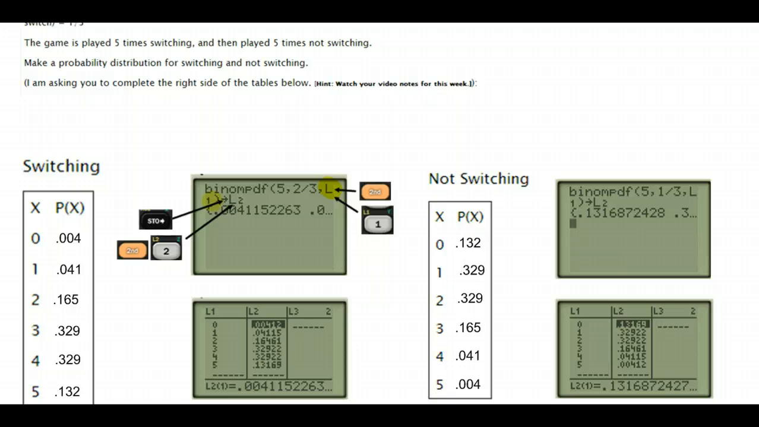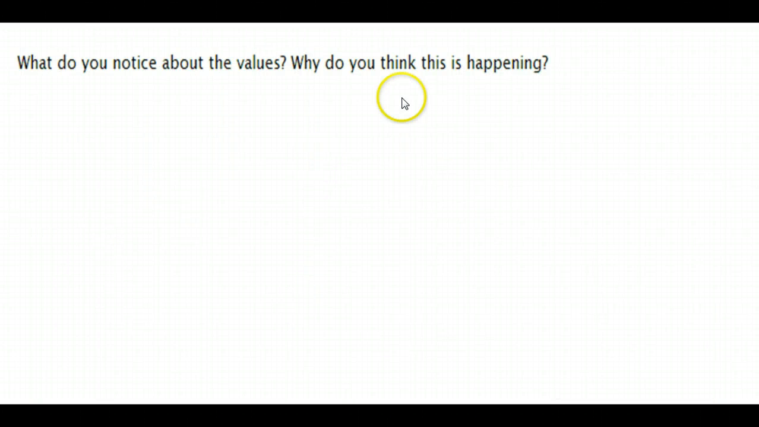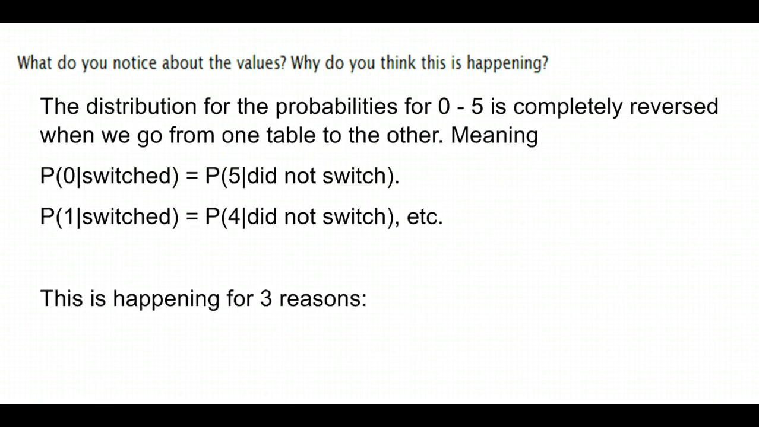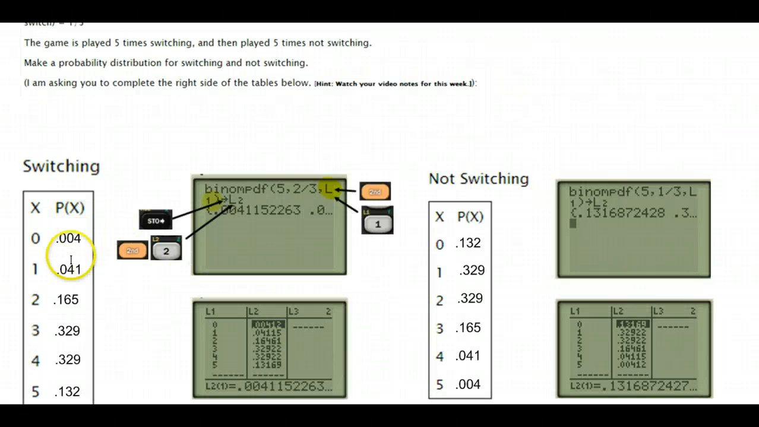Then the questions ask, what do you notice about the values? Why do you think this is happening? The distribution for the probabilities for 0 through 5 is completely reversed when we go from one table to the other. These probabilities here are increasing from 0.04 to 0.329, and then it mirrors and decreases. Well, this one peaks at 0.329, and then it goes back down with the same values that this rose from.